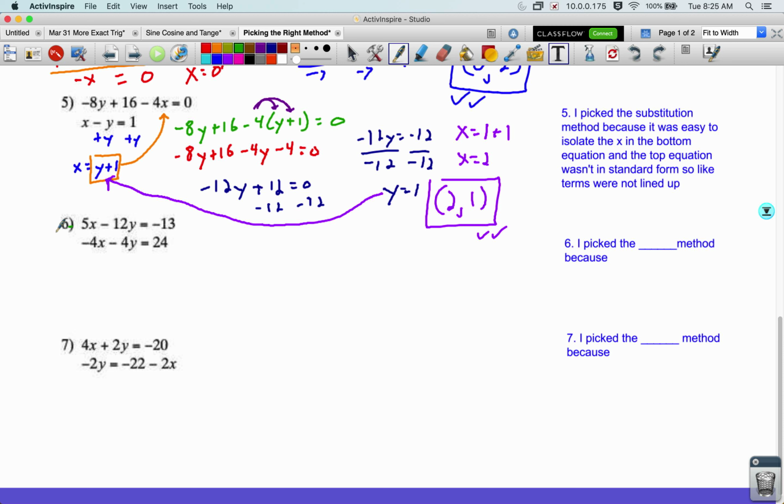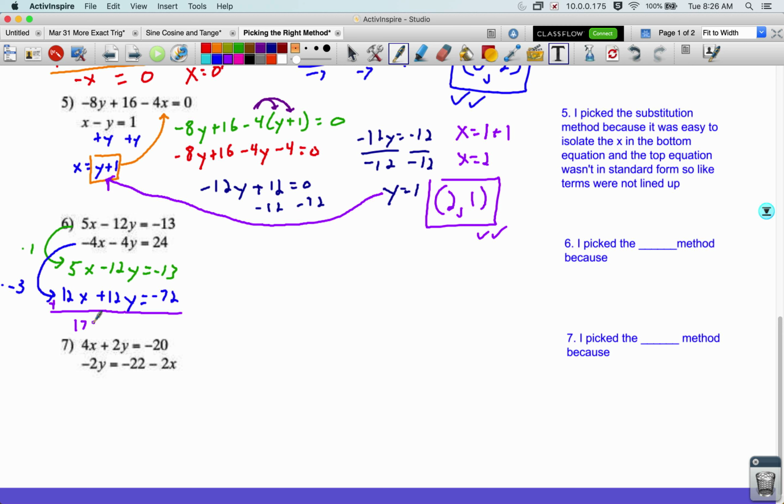What I'm going to do is just copy that top equation, so just times 1: 5x minus 12y equals -13. And then I'm going to multiply the bottom equation by a -3. And that's going to give me a 12y, which is the zero pair of -12y. So let's see, I get 12x plus 12y equals -72. Now I can add them together.